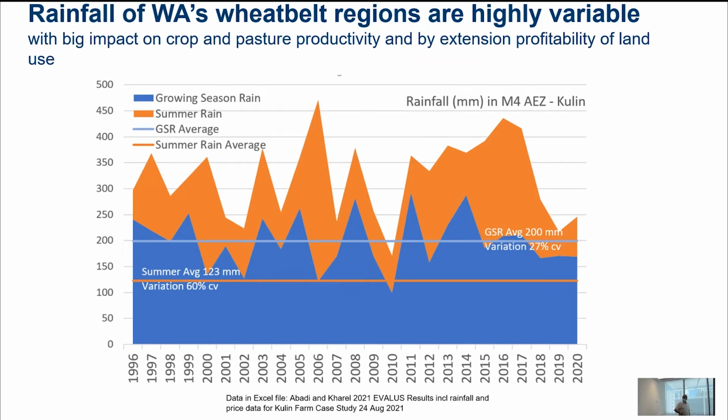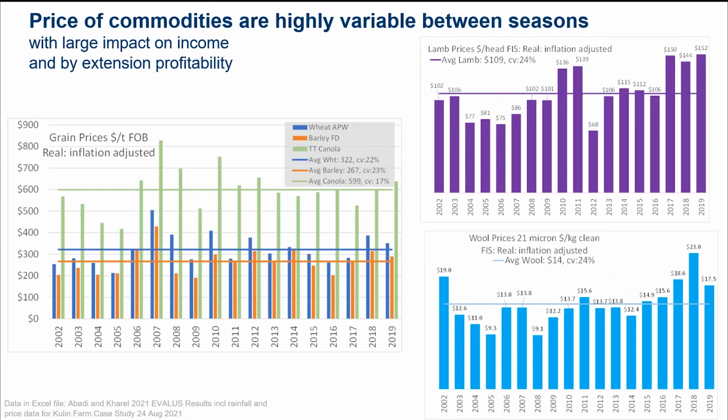This is for M4 in the agroecological zone around Kulin. And the brown stuff is the rainfall of the summer. And you can see what a crazy roller coaster that is. And a farmer living from 1996 to 2020 is going to have to manage this, because this is what's impacting on their yield and by extension their profitability.